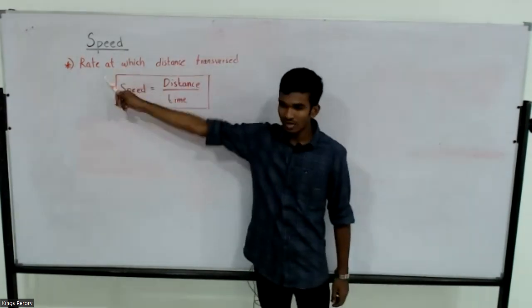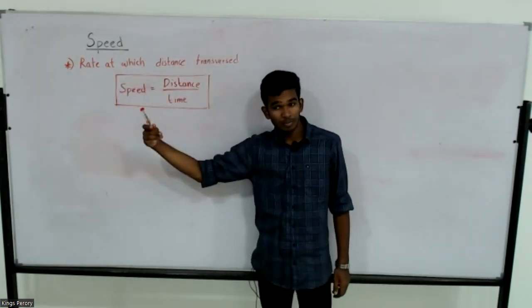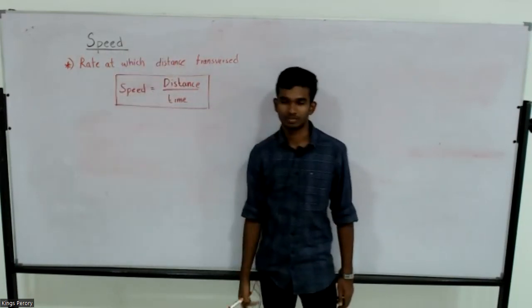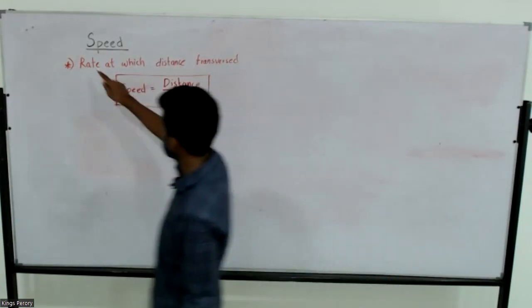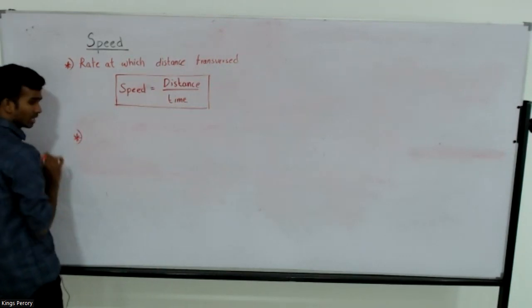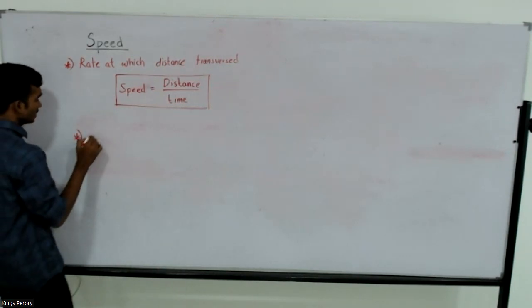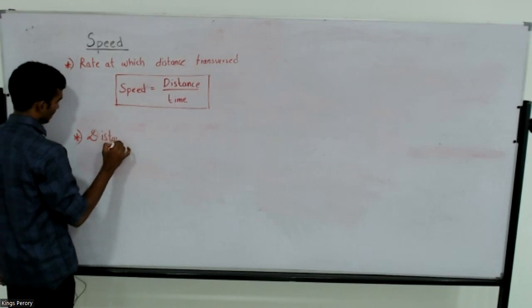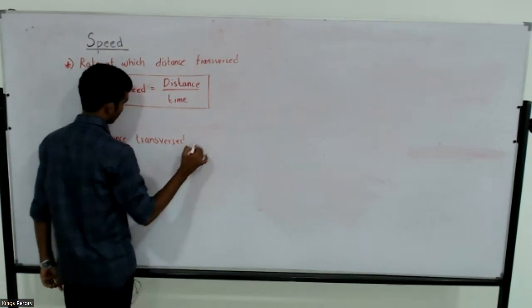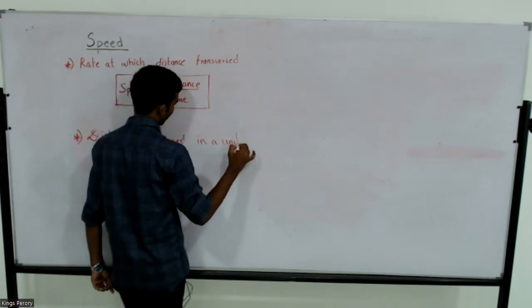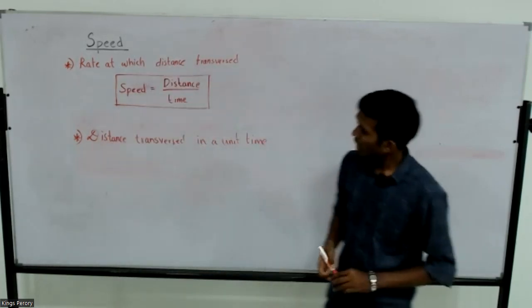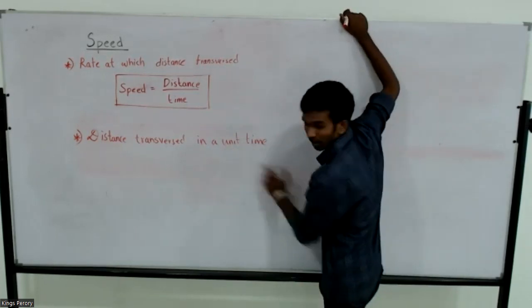So rate means always something is divided by time. What is that something? Here distance, because distance with time only we measure. Clear? Understood? This is the first definition, this is the equation. I told you there are two definitions. Then what is going to be the second definition? Distance transfers in a unit time is called as what? Speed.